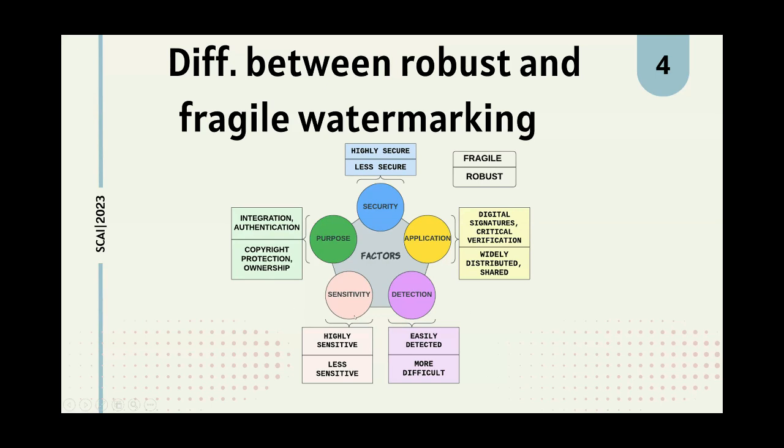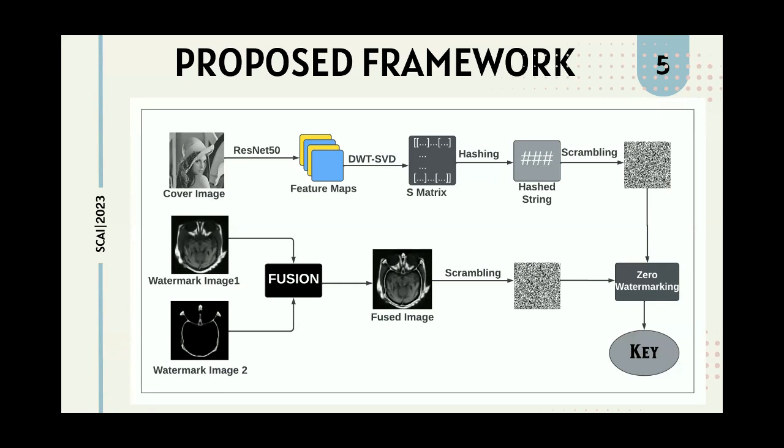So after analyzing all these things, this paper has used fragile watermarking, as the main motive of the paper was that the image or the sensitive information should never reach the intruders who are trying to attack the image. Now, this is the framework that is proposed in the paper.